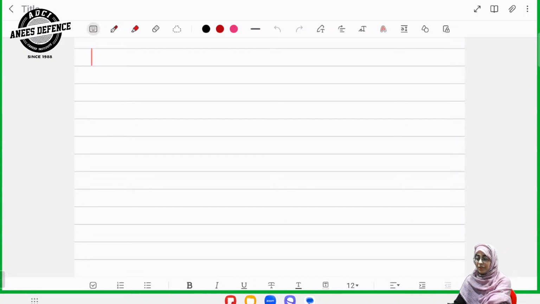It has some vertical columns and horizontal rows. Vertical groups and horizontal periods. Okay, a total of 18 vertical groups and 7 horizontal periods. Vertical columns are known as groups. There are altogether 18 groups and there are 7 periods. Okay, and we'll just do a quick recap.